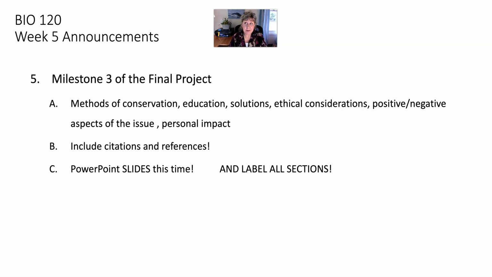What's a positive aspect? Some positive outcome for deforestation? Well, people are earning money by logging these forests, including the Amazonian rainforest. People are making money. Businesses are making money. People have jobs because of this. And also, the last thing is the personal impact. How does this affect you, and how are you going to move forward and do your part to help correct whatever this situation is? So that's milestone three of the final project.